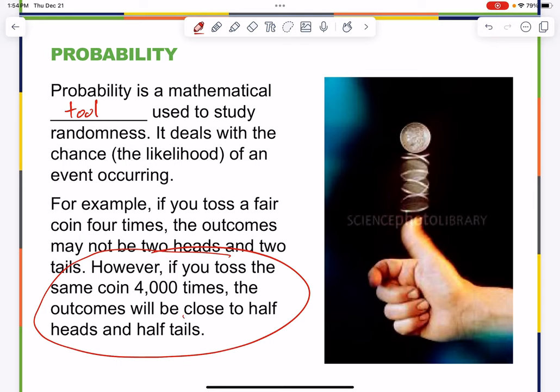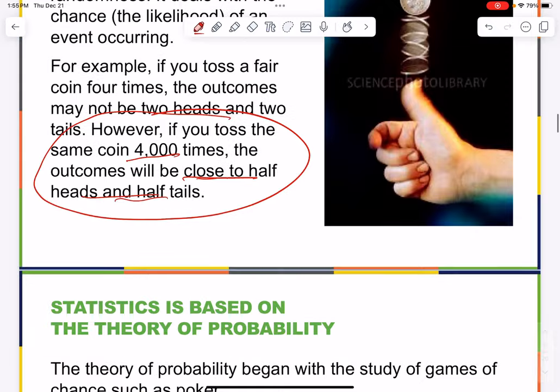How do they know that it's going to be about half tails and half heads? Well, it's because we've got this theory built up that helps us to understand that, and its merit comes from it being true. And how do we know it's true? Well, it's true because that's what happens. If you were to actually flip a coin 4,000 times, you would find that it would be half and half. So that tells you that's a good definition of truth if you're able to use it to predict outcomes, and the outcomes are shown to be predicted correctly. And so that's what probability does for us.